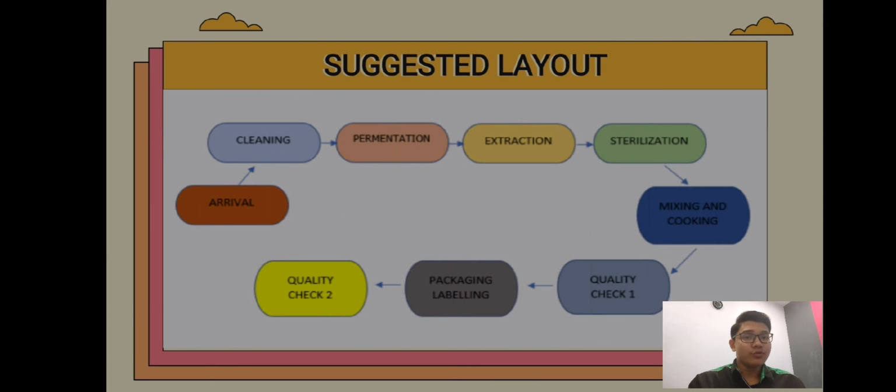Okay, next, we move to the suggested layout. As we can see, the suggested layout is still the same, we just added one more station and combined another station to minimize the working process time. For the added station, we added one more QC, or quality check, at the last of the flow to ensure the finalized product will be 100% packed, labeled and secure in one box. And for the combined station, we combine the packaging and labeling process to minimize the processing time.